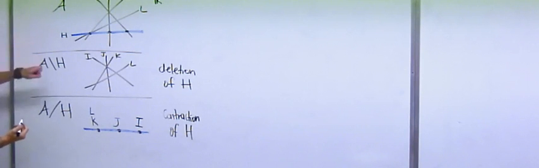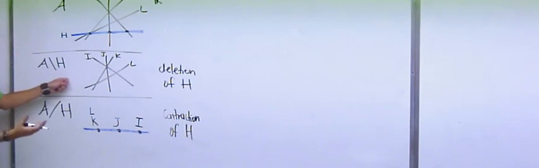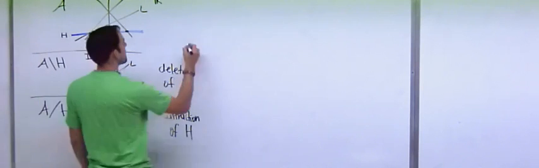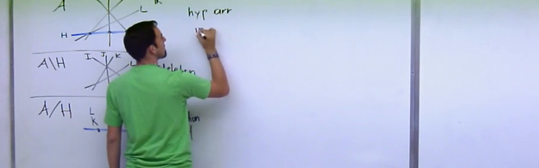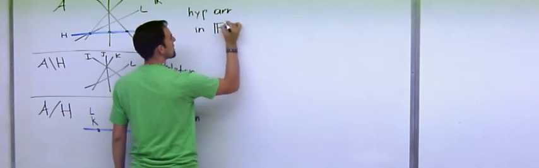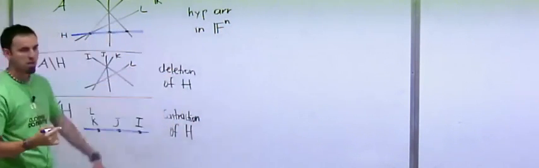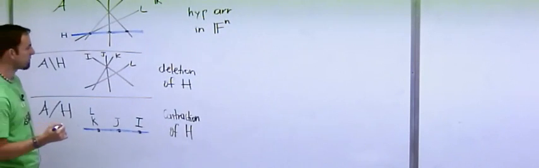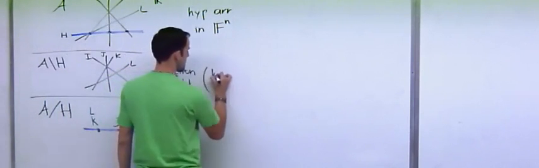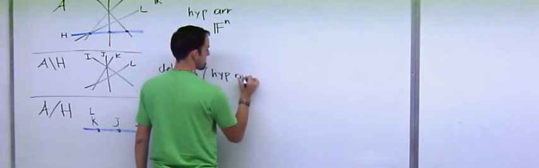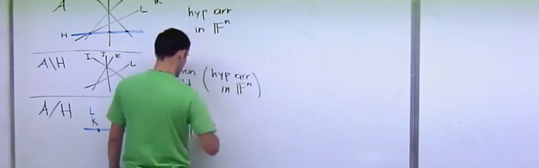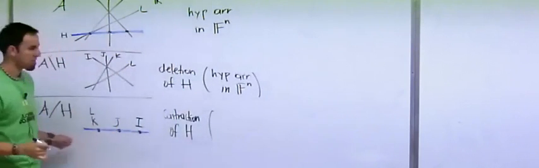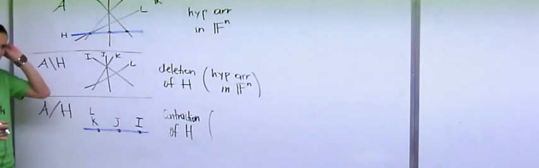Now, the point is that this is a hyperplane arrangement. So if this is a hyperplane arrangement in F to the n, in the n-dimensional vector space over a field, then this is also a hyperplane arrangement there. And now, I claim that this is also a hyperplane arrangement, even though maybe it doesn't look like a hyperplane arrangement.